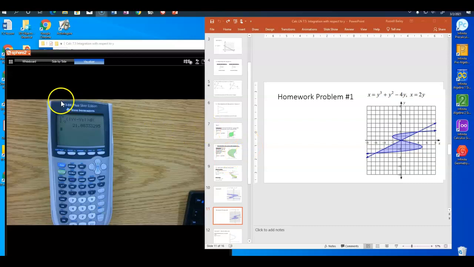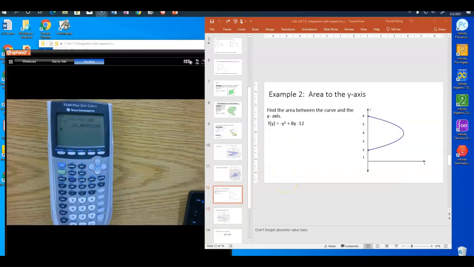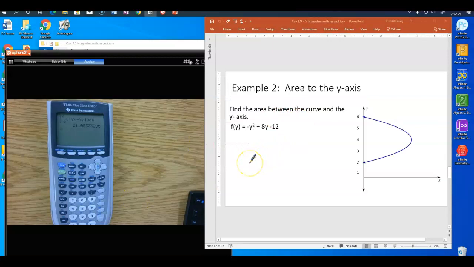But what's important is, did you guys realize that the bottom number is -3? Because the lowest point is right here, and that y value is -3. And the highest point is right here, and that y value is 2. And we're going from -3 to +2. And you put your y2 minus y1, which is really x1 minus x2 in there. But you end up with 21.083. Okay, so that's one question.